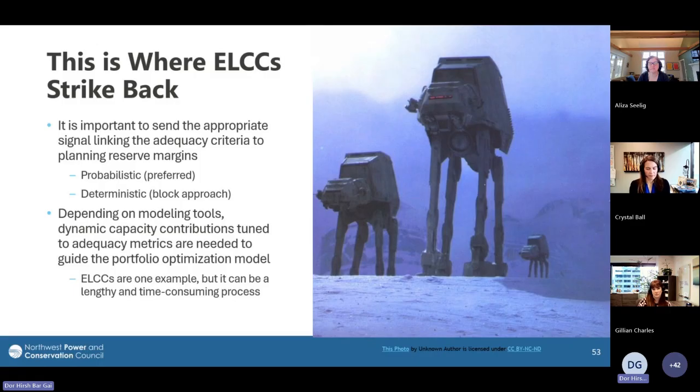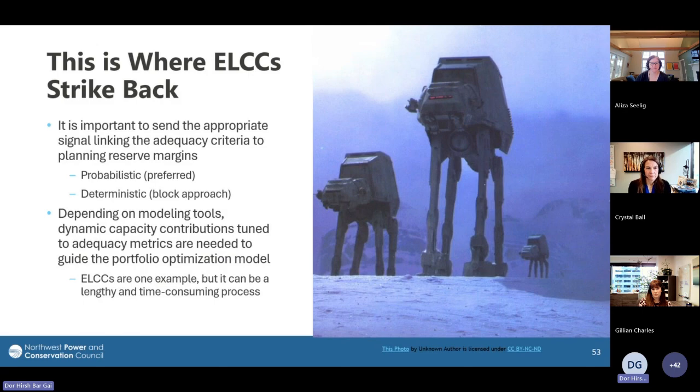We talked about this in the beginning. They are sensitive to your portfolio mix, and they are sensitive to the law of diminishing returns. And so if you can dynamically calculate the ELCCs, or if the model can do it for you, your situation is a little different. But it is an important aspect.